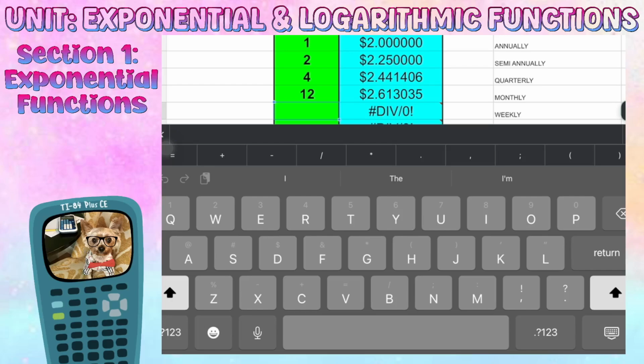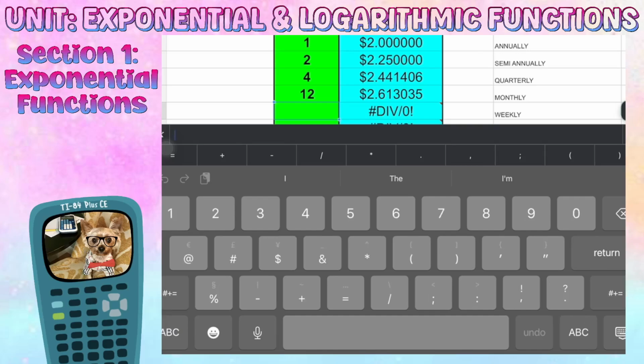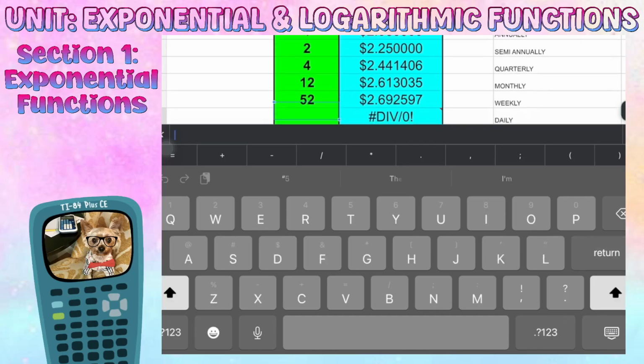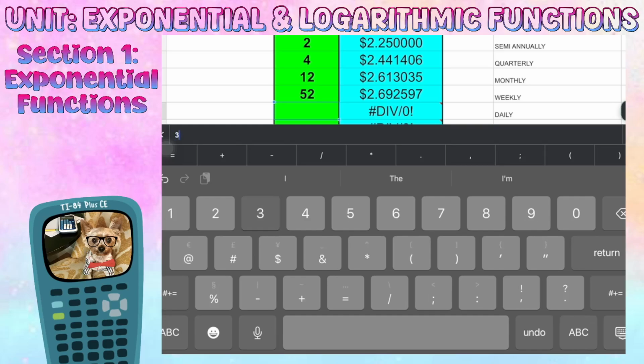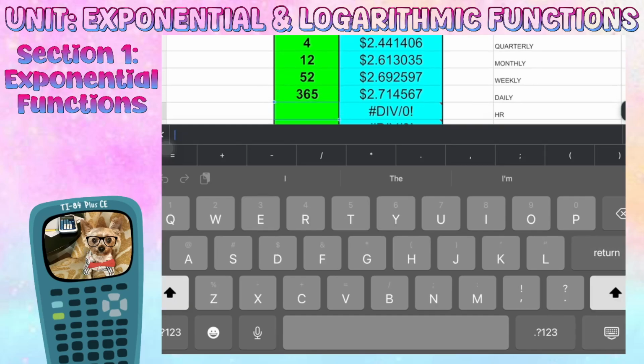So if you're watching, what's happening to the money? Are we approaching infinity? Maybe you think so. Let's keep going. Weekly. How many weeks are in a year? I hope we all know. 52. So I went from once a month to more than 4 times a month, and only going up about 8 cents. Daily. So let's use 365.